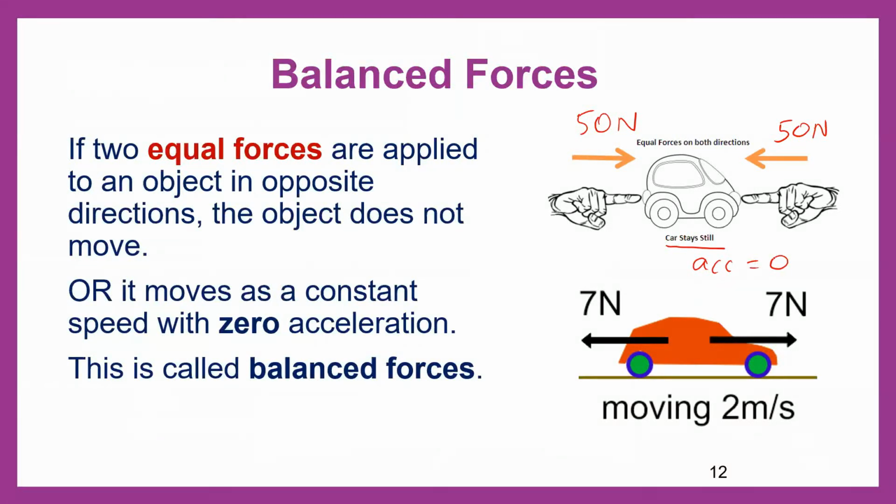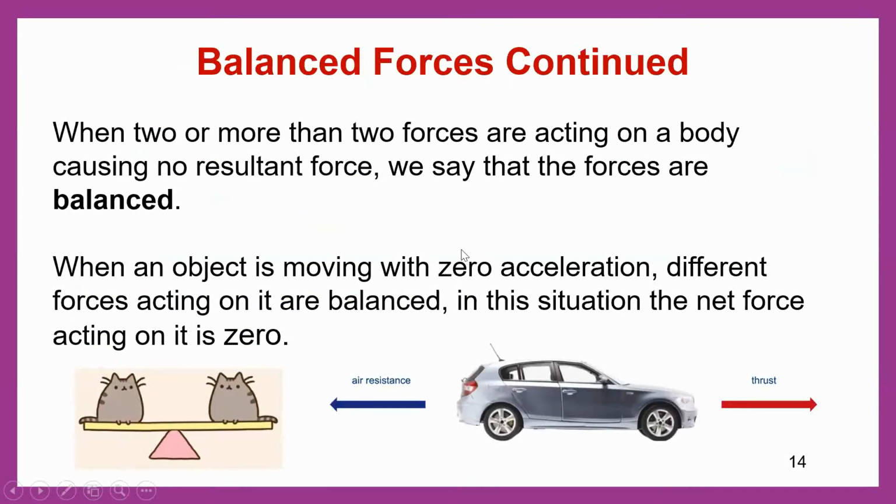Now look at the second example. If this car is moving with a constant speed of 2 meters per second, the resultant force is 7 newtons minus 7 newtons, which is equal to 0 newtons. So the sum of the forces is 0, and the acceleration acting on that car is also 0. So these forces are also balanced in that case. When 2 or more forces are acting on a body, causing no resultant force, we say that the forces are balanced.